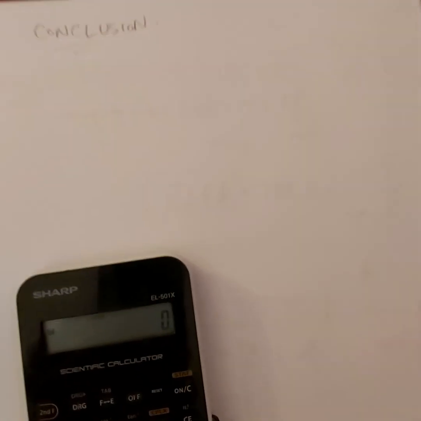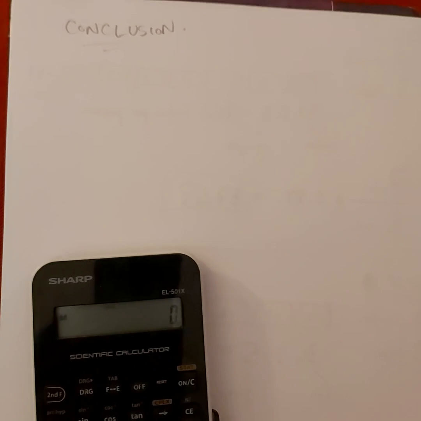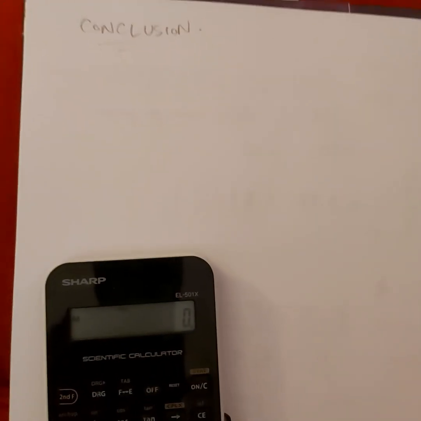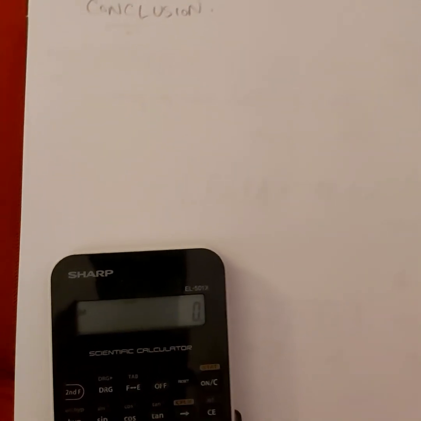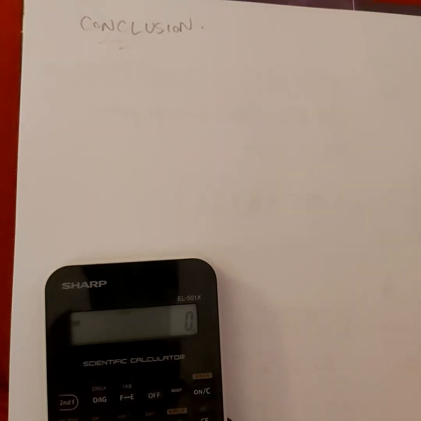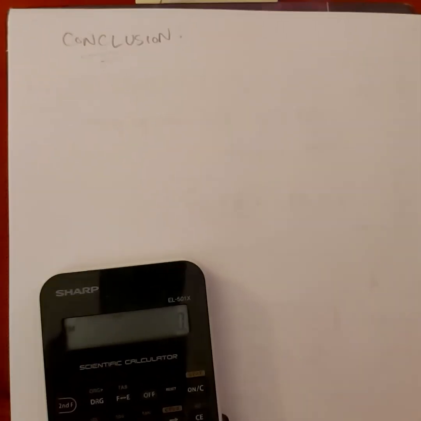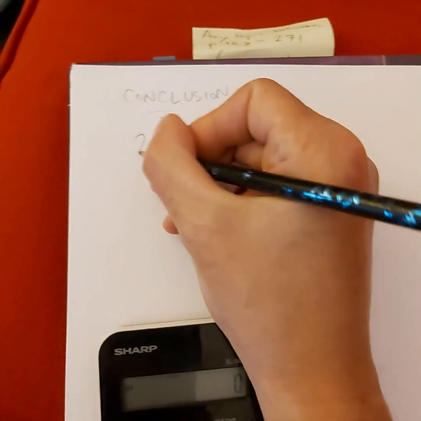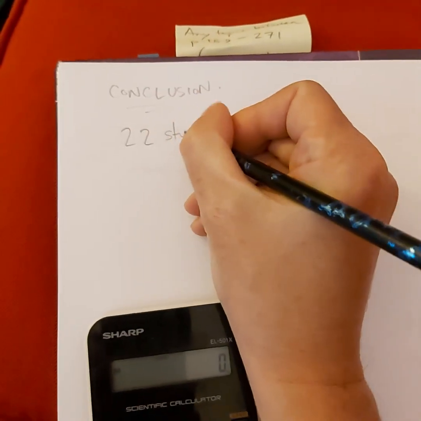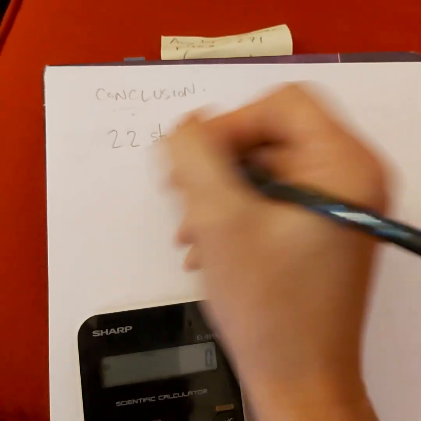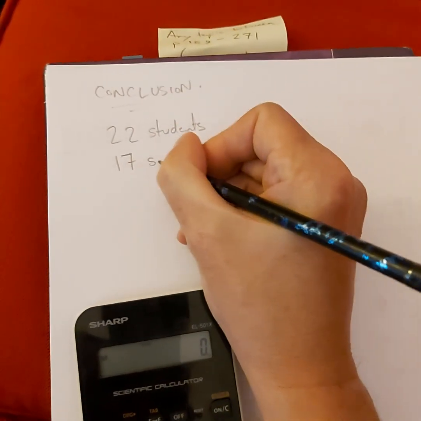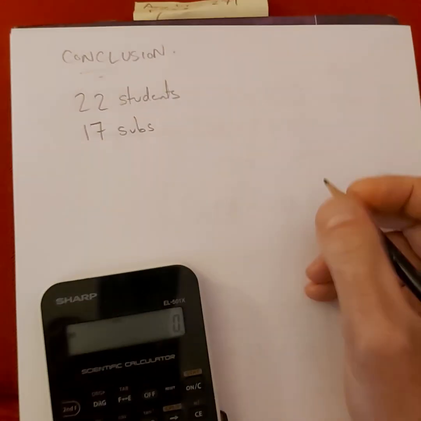Okay? The only way to truly decide if this could be done fairly would be to compare the total number of subs to the total number of people. So let's imagine for a second that none of these groups got separated and that we have a class of 22 students in total. And those students need to share 17 subs.